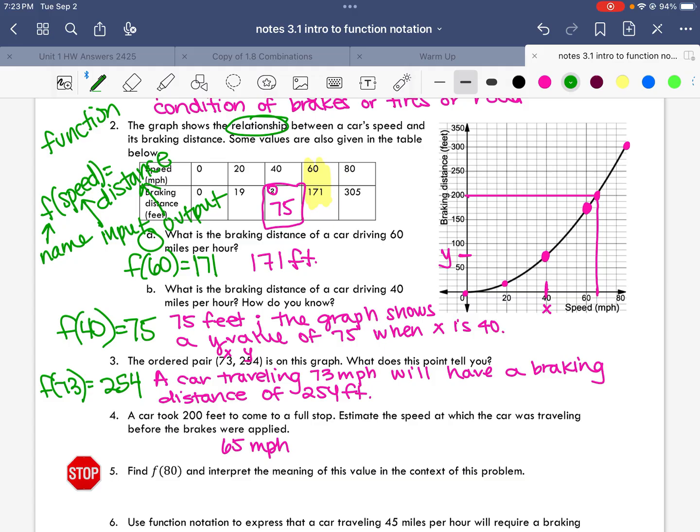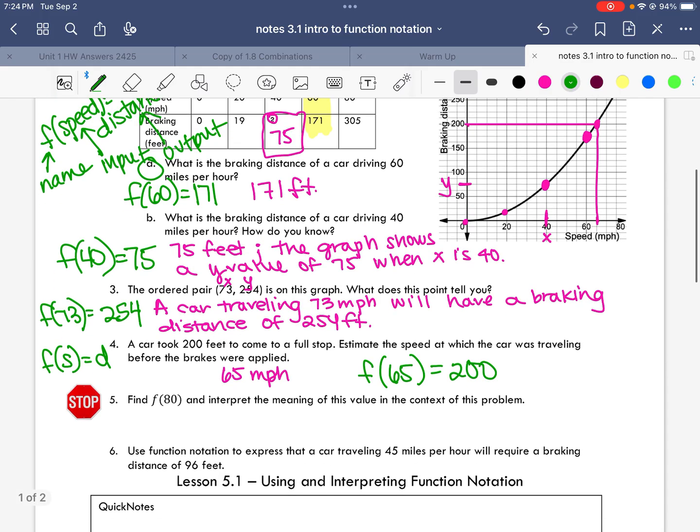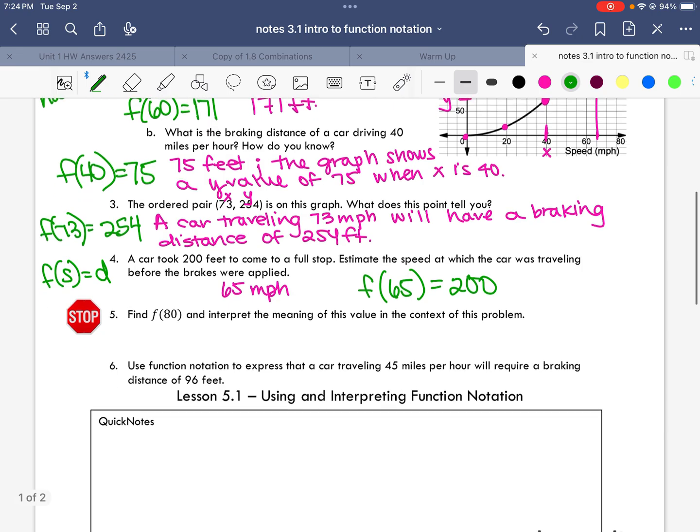Okay, let's try to write this one also. F of 65 is 200. So I put speed in, I'm just going to put an S for speed, and we get back distance. It's just telling me what the relationship is. It's telling me what I'm putting in, it's telling me what comes out, and it's telling me the name of a function. So let's look at 5 and 6 together, and then we're going to capture some notes as well.